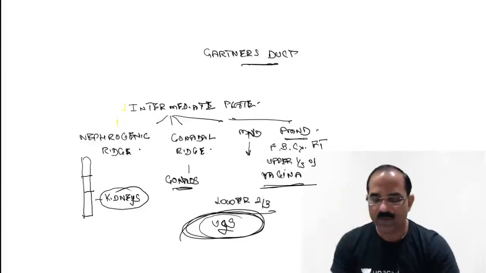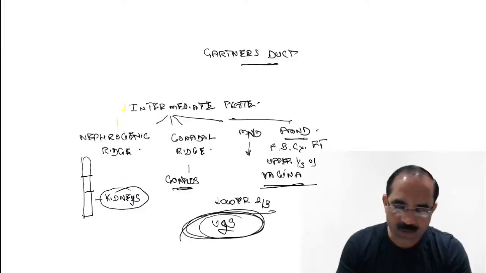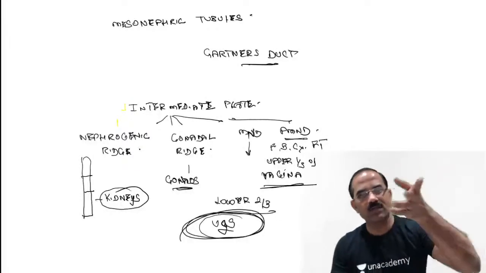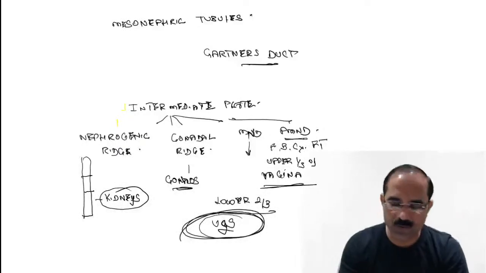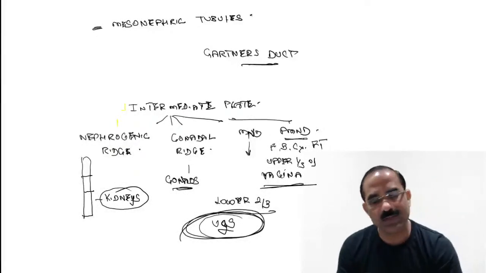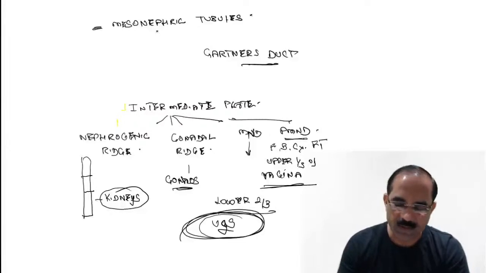And you are asking me this now, epoophoron and paroophoron. Yeah, no, there's something known as mesonephric tubules. The pronephros, mesonephros, metanephros: pronephros disappears. Mesonephros forms what? Small tubules, which are known as mesonephric tubules. And these mesonephric tubules, what do they form in males and what do they form in females?